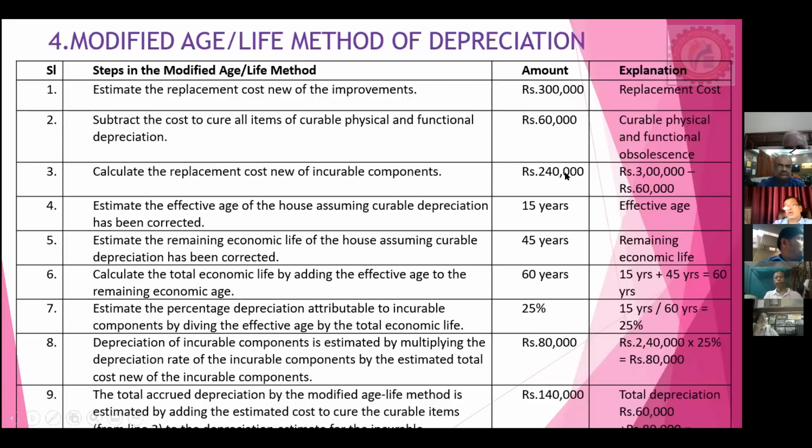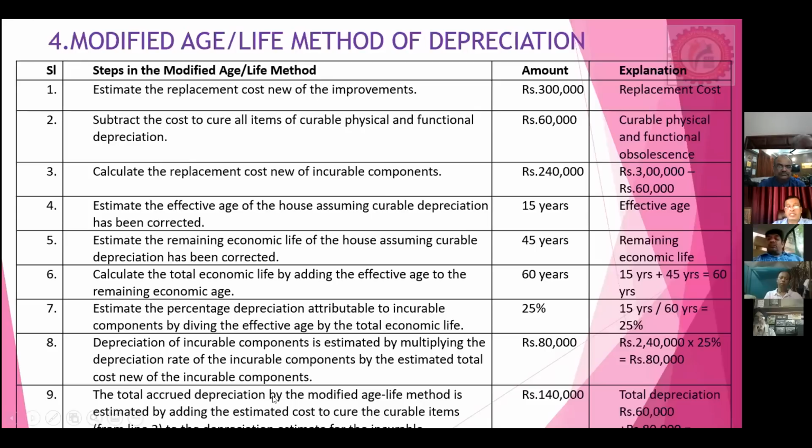Otherwise, instead of separating these items, if you do the depreciation for the entire 3 lakhs, if you calculate 25% on this entire 3 lakhs, how much will it come? It will come around 75,000. So the depreciation of incurable components is estimated by multiplying the depreciation rate by the incurable value, which is 25% of 2,40,000. So that will be around 60,000.